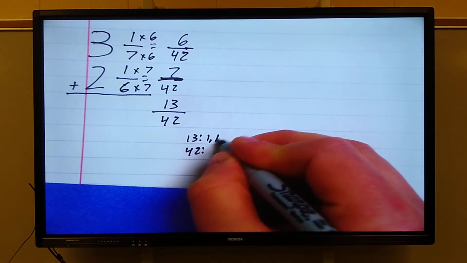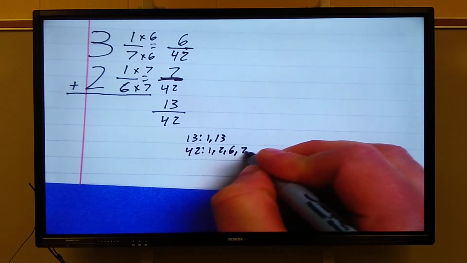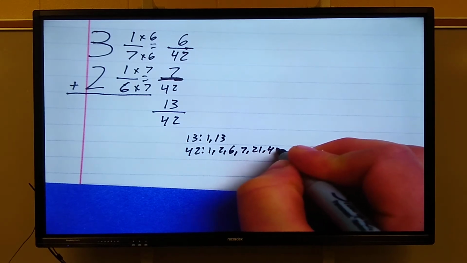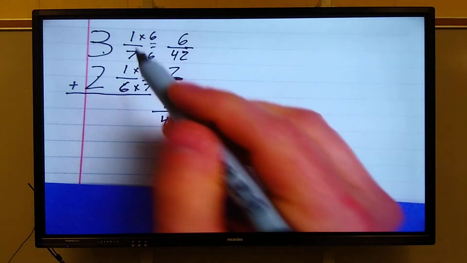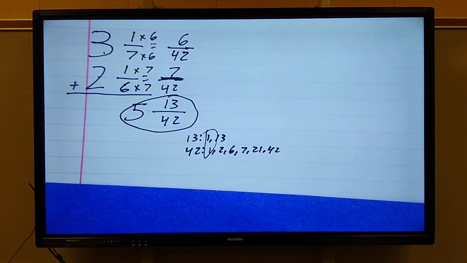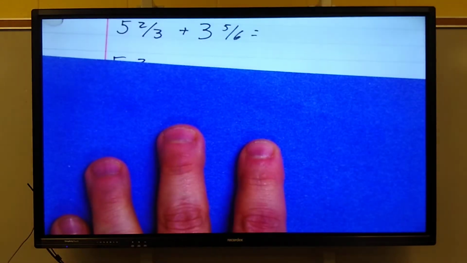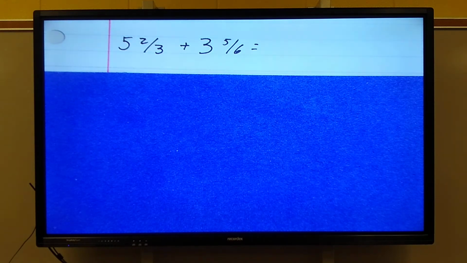The factors of 13 are 1 and 13. The factors of 42 are 1, 2, 6, 7, 21, 42. 1 is the only common factor. So there you go. It is in simplest form. Last step, add the whole numbers. 3 plus 2 is 5. 5 and 13 over 42. Last problem. On your sheet of paper, add up these two mixed numbers. 5 and 2/3 plus 3 and 5/6.